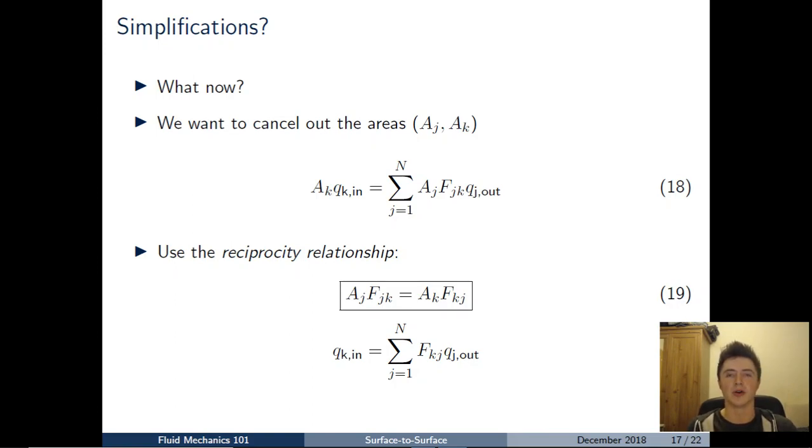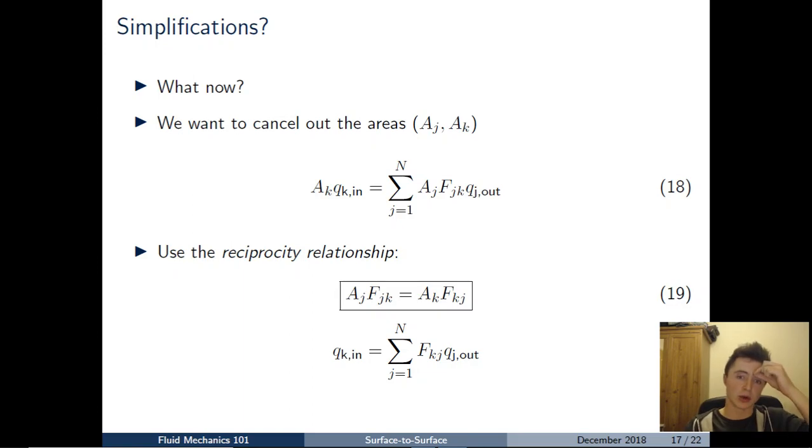So what do we want to do now? We want to cancel out these areas, because if we remember back to our CFD solver, we introduced the areas later on. So in our radiative balance, we don't want to have any areas involved at all in solving and setting up our radiative equation.